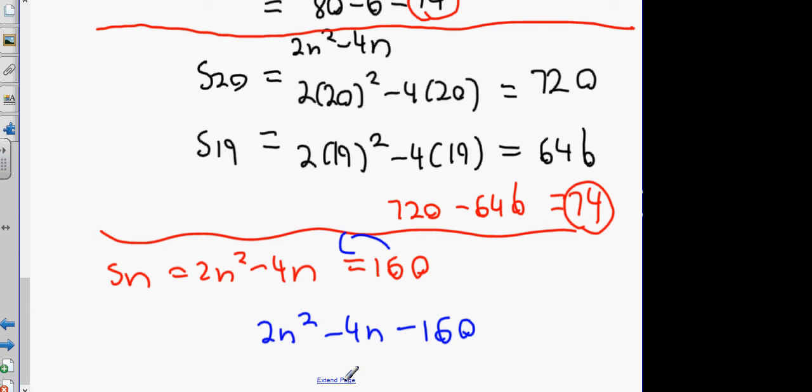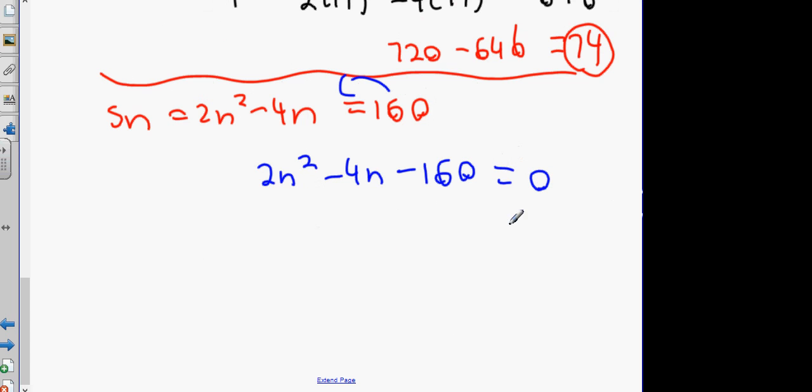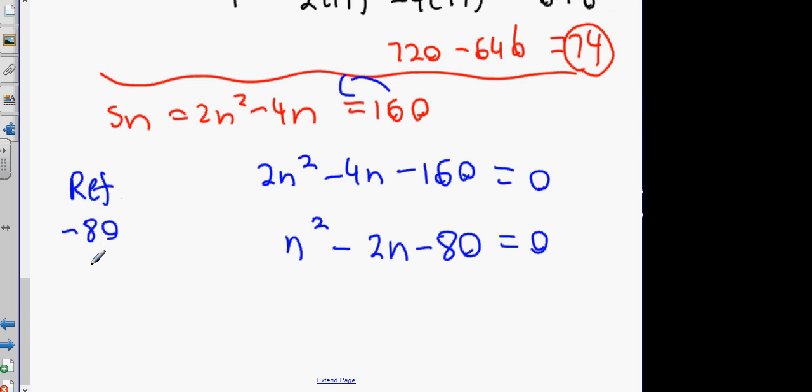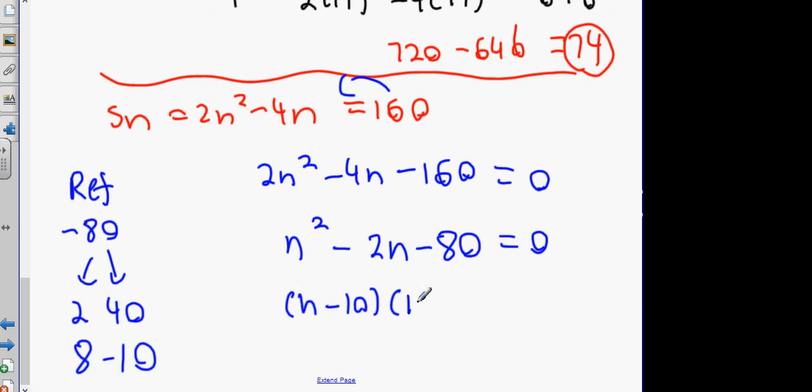You could use the quadratic formula here, but you'll notice that everything is divisible by 2. So n squared minus 2n minus 80. Find the reference number of minus 80. What two things multiply together to give you 80 but have a difference of 2? Give me 2 factors of 80. That won't work because the gap between them is 38 and not 2. 8 and 10. Which one has to be negative? The 10. So you get n minus 10, n plus 8 equals 0.